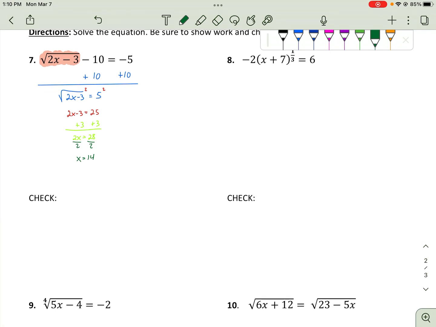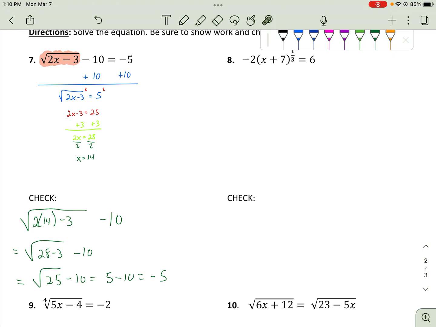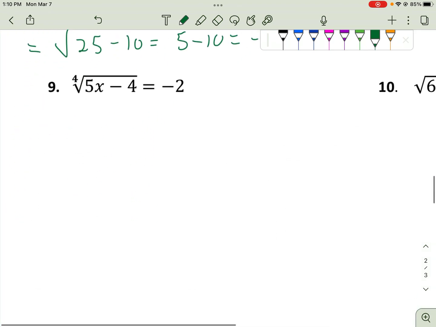To check it, plug in 14, and you get the square root of 2 times 14 minus 3, then the minus 10 afterwards, and we have to see what that equals. Does it equal -5? That's what we're trying to figure out. First do 2 times 14, and you get 28. Then 28 minus 3 is 25, so you get the square root of 25 minus 10, which is 5 minus 10, which does in fact equal -5, the original thing, so everything checks out. Yay, it works.